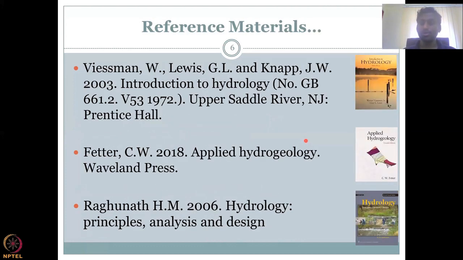I also have some other books, Introduction to Hydrology by Wiesman et al., 2003. It's a good book. I've taken some notes out of it. And more importantly, Fetter's Applied Hydrogeology, the updated version. For India-focused work, I used extensively the Hydrology: Principles, Analysis and Design book by Professor Raghunath, 2006. On top of this, there will be a lot of discussions using my field experience for the past 15 years.